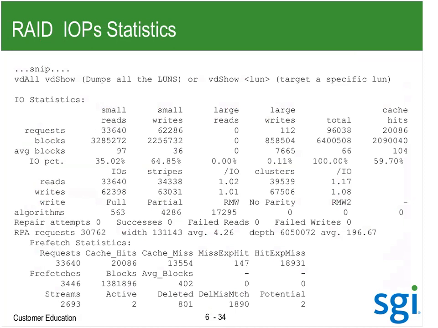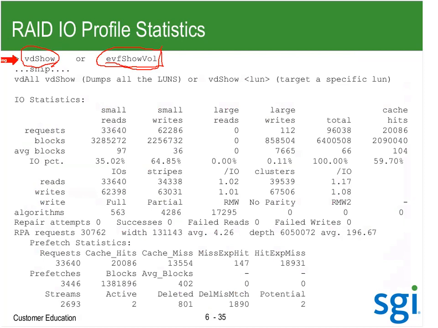Here's the key one that I was trying to get to. VD show, or the newer ones, and I haven't done this lately, EVF show volume. So this is telling me what the RAID controller is seeing. So right here is segment size. And in this case, it looks like a majority of my requests, reads and writes, are smaller than the segment size of the controller. But I did get some large writes as well.